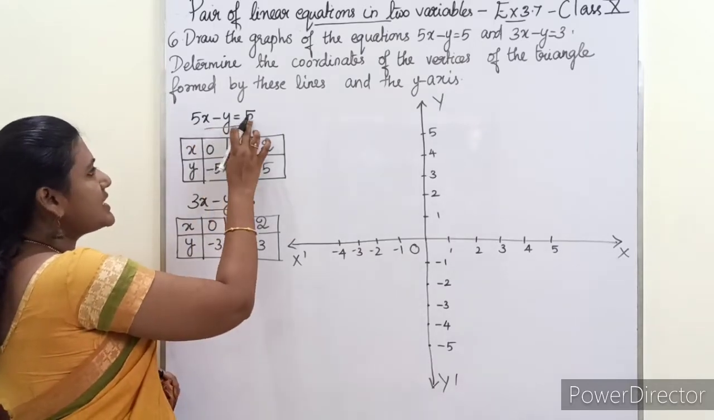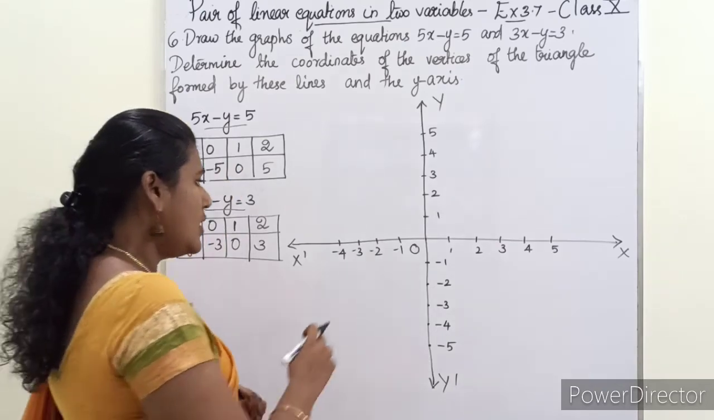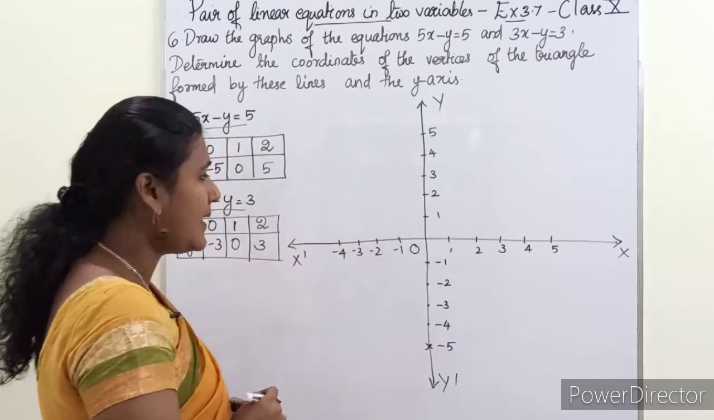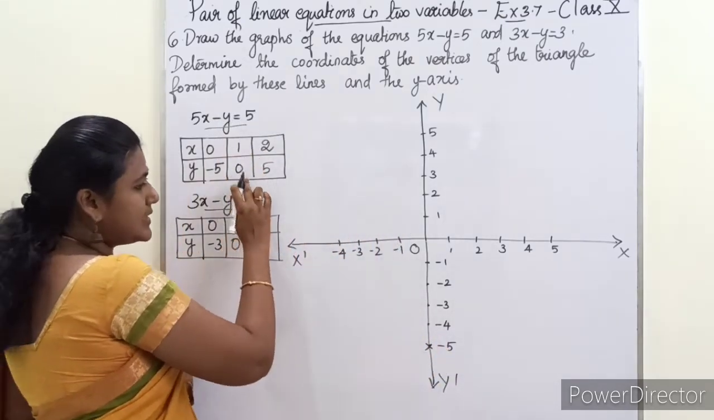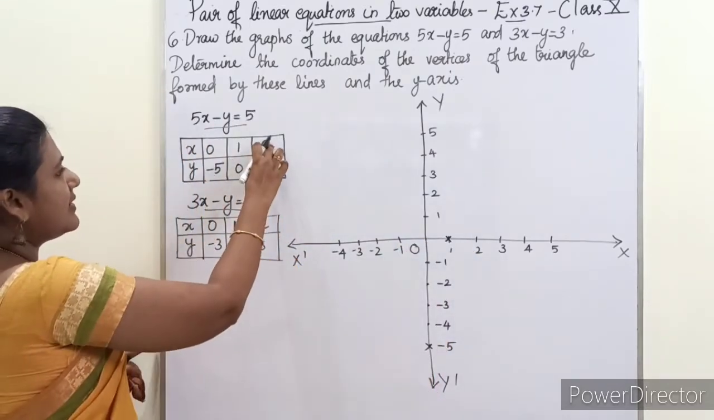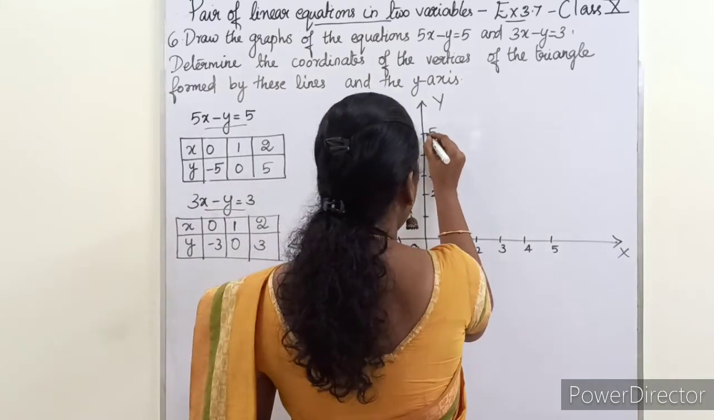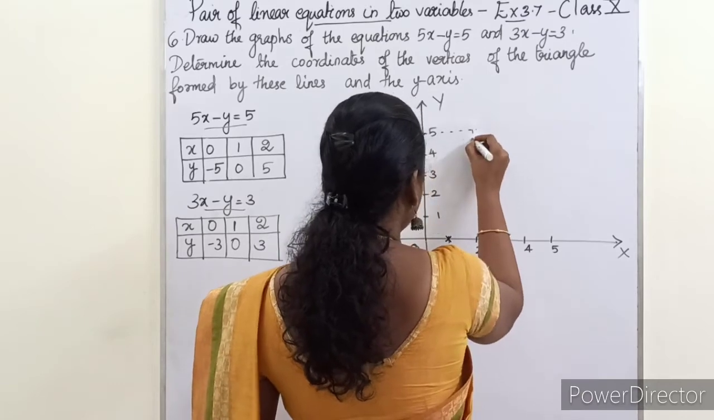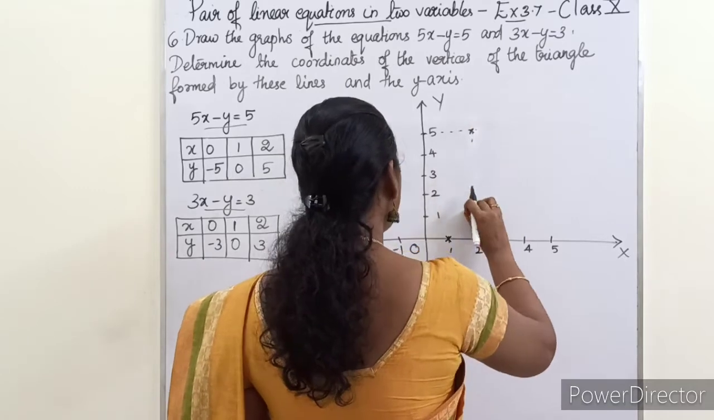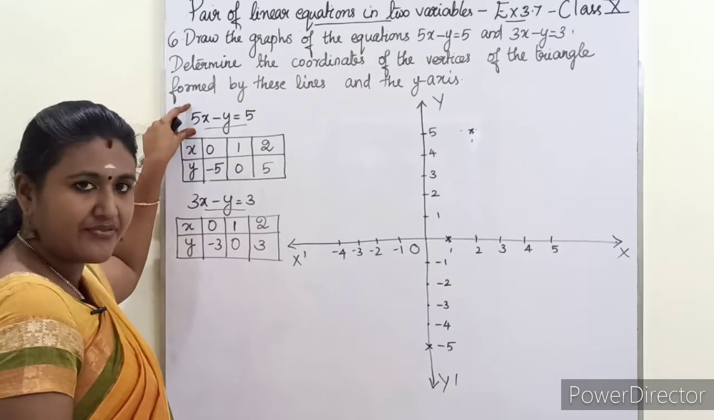Okay. So for the first equation, the first solution is x 0, y minus 5. So x 0, y is minus 5. So this is our point. Okay. Now x 1, y 0, x is 1 and y is 0. So this is our point. Then the third solution is x is equal to 2, y is equal to 5. So this point, okay. So we have plotted the 3 solutions of the first equation.